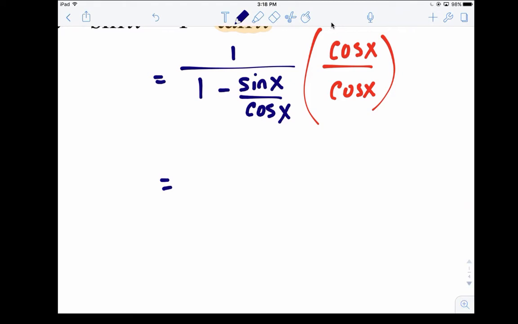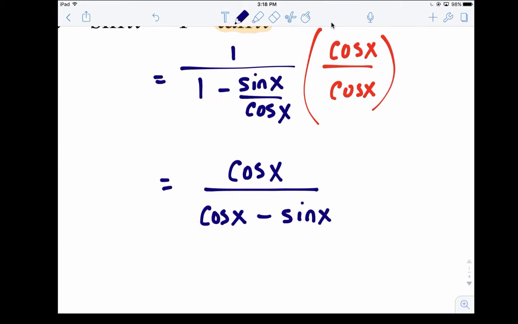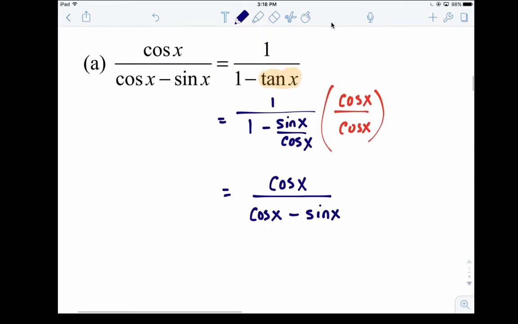fraction. So cosine times 1 is cosine, and then I have cosine times 1 again is cosine, minus sine over cosine times cosine. The cosines will cancel out, and you're left with sine of x. If you guys can see, that's what you have on the other side there. So your first proof is done.